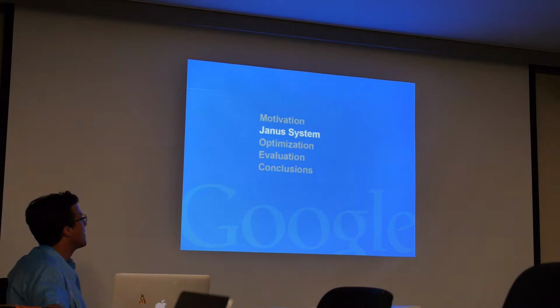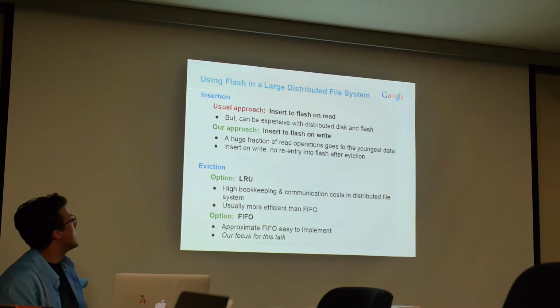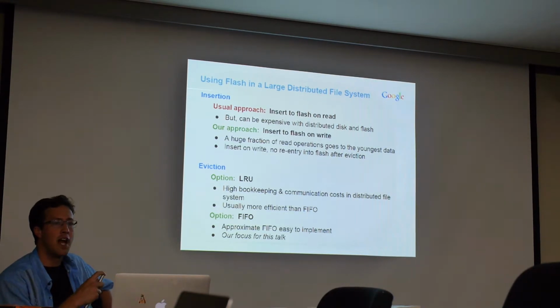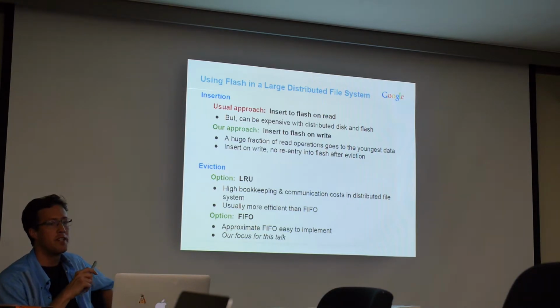So how do we do that? How do you use flash in a large distributed file system? The usual approach is to insert to flash on the first read. But this can be expensive with distributed disk and flash. Instead, our approach is to insert to the flash on write time. A huge fraction of the read operations go to the very youngest data. So we insert on write and have no reentry into flash after eviction, with something like FIFO.